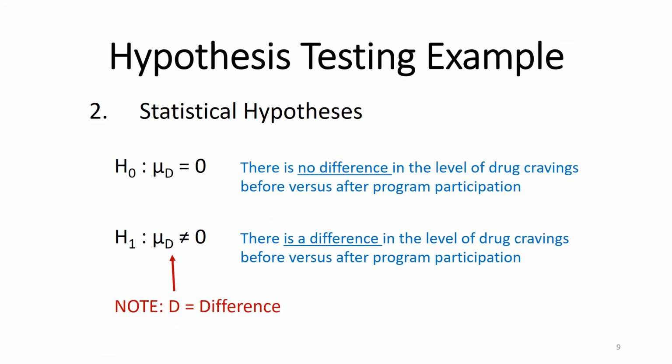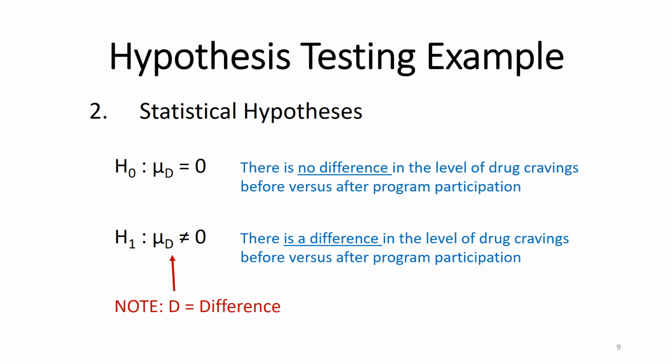All right, step 2, statistical hypotheses. This is also one of the nice things about a paired t-test: what you see on this slide is what you will write for your statistical hypotheses. It never changes. Why? Because it is examining difference scores. So let's get the null hypothesis. The null hypothesis says mu of D equals 0. That's saying that in the population, if there's no difference after participation in the 90-day program, the difference between the before and after scores would be equal to 0. So there is no difference in the level of drug cravings before versus after program participation.